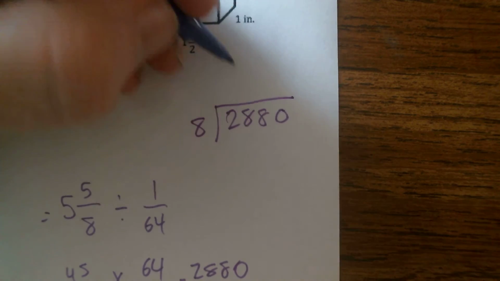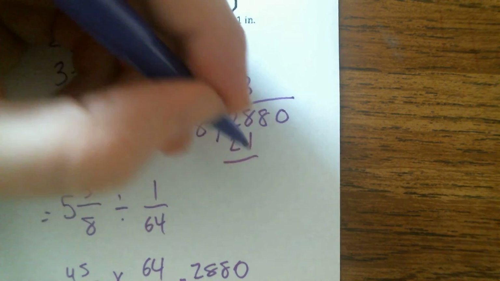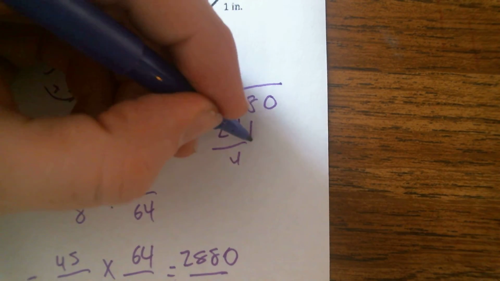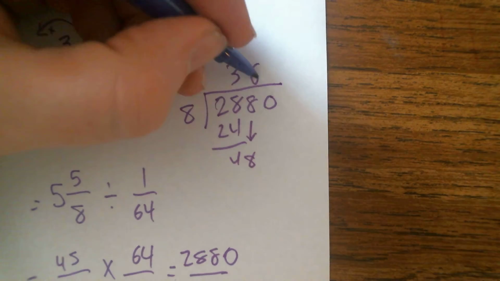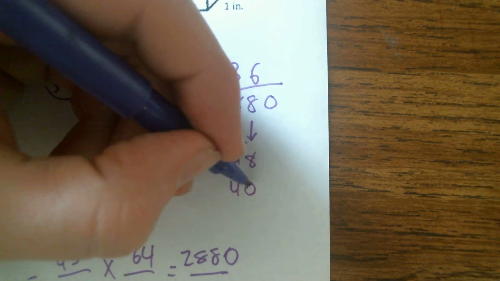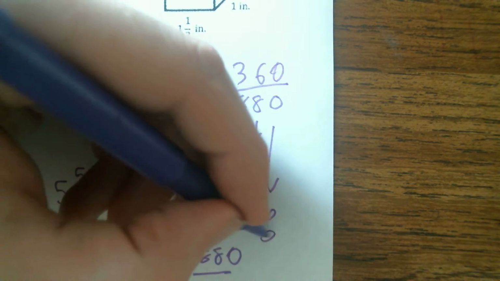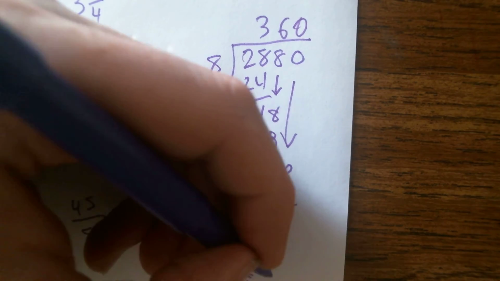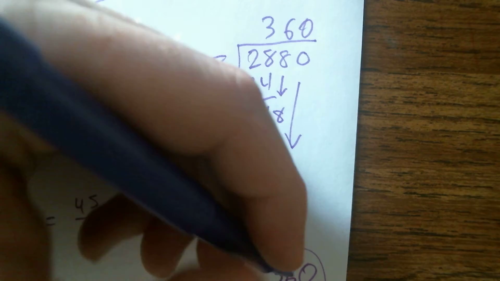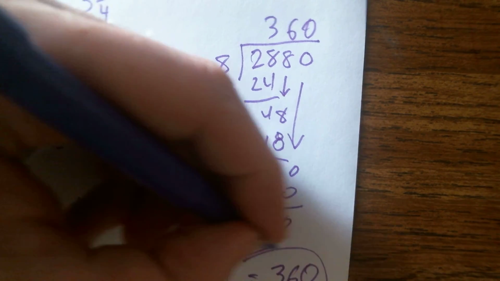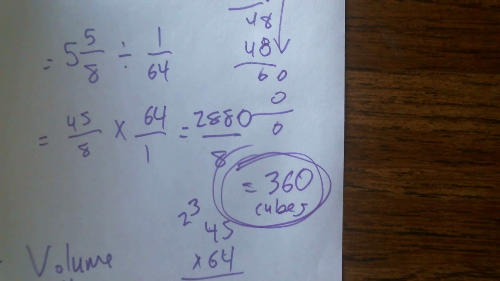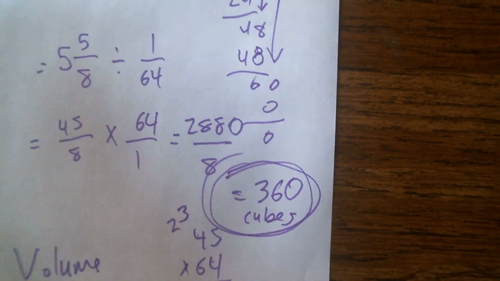8 fits into 28 3 times. And then 8 fits into 48 6 times. Oh, good. Looks like it's going to work out perfectly. And then 8 fits into 0 0 times. Nice. Okay, so this equals 360, which means we'd have 360 cubes could fit inside of it. Okay, so let's go back and rethink this. That was a big, juicy, meaty problem.